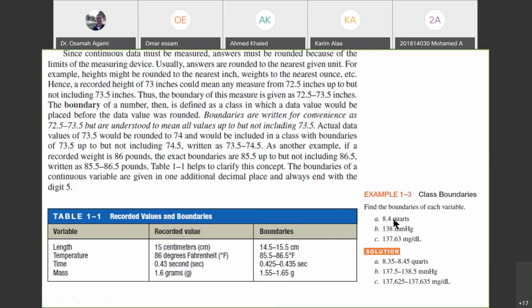8.4. You have one decimal place here, right? Oh yeah, I missed the cluster. Okay, sorry.